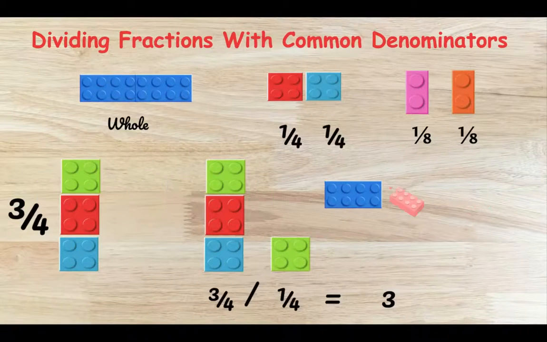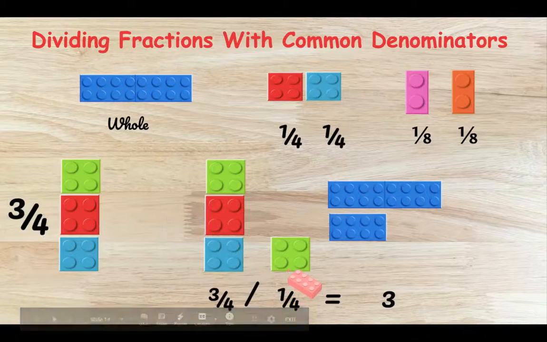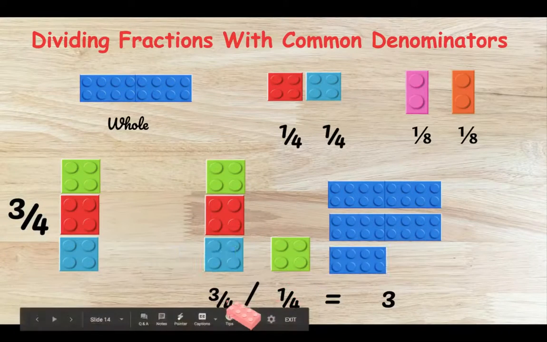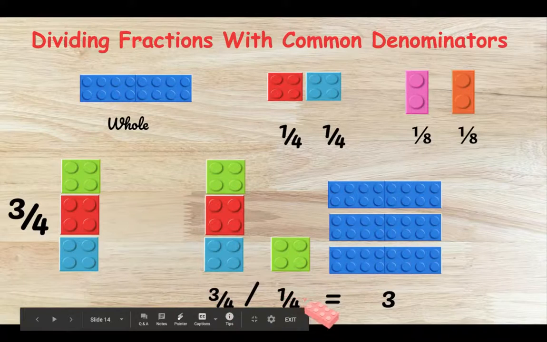So here, 3/4 divided by 1/4. The denominators are the same, and so 3/4 divided by 1/4, we have to flip the fraction. So that would be 12 divided by 4. So that would be equal to whole number 3. So you see 3 wholes. Therefore, 3/4 part divided by 1/4 part equals 3 wholes.